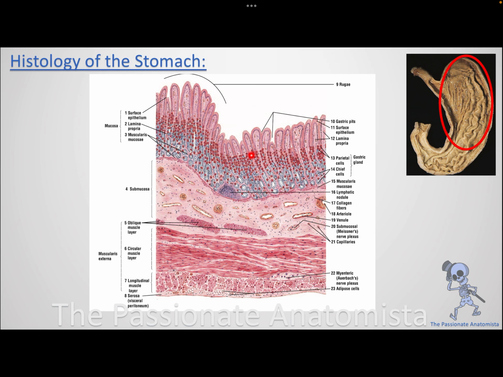And here down, you have the gastric pits and the gastric glands. And of course, you guys by now know the different layers, the submucosa, muscularis, and everything. I'm not going to talk about that. I just want to talk about the gastric glands now.